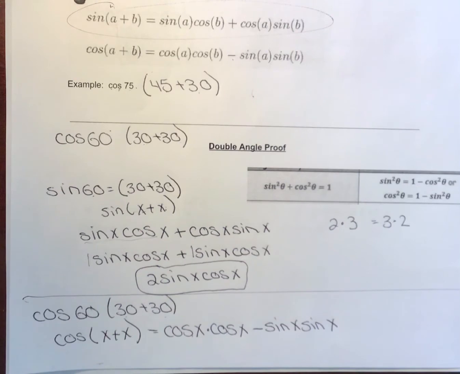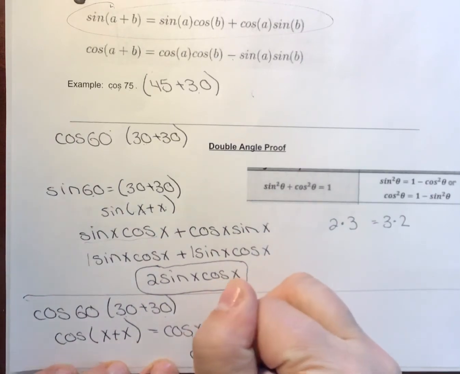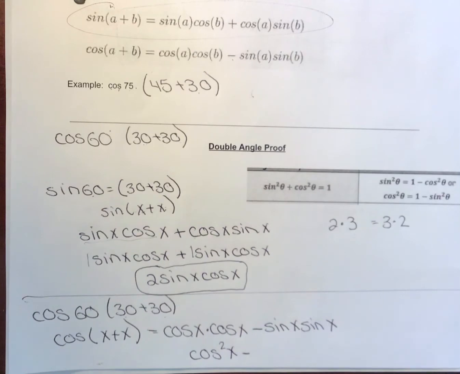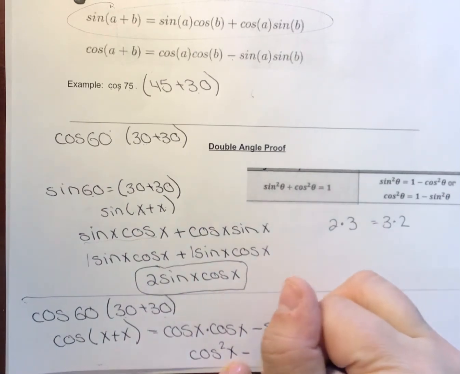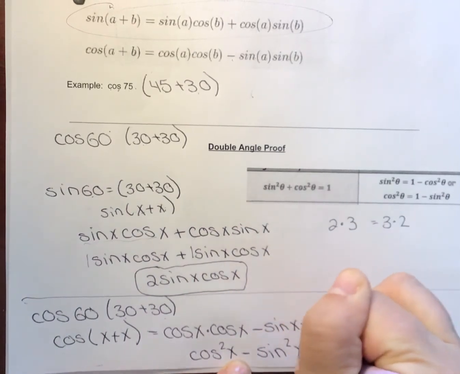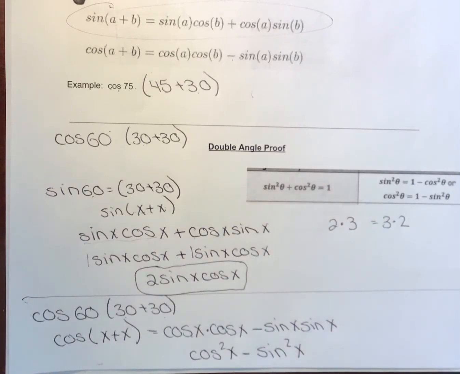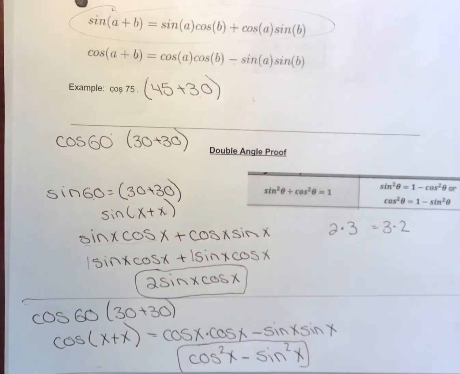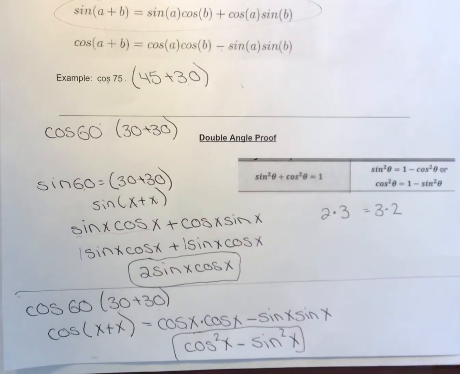Cosine times cosine is cosine squared, the same as x times x is x squared. So this is cosine squared x minus sine times sine, which is sine squared x. So this is the double angle formula for cosine. Now for cosine, there are easier ways that you can look at this, so I'll show you two different ways that will simplify this.